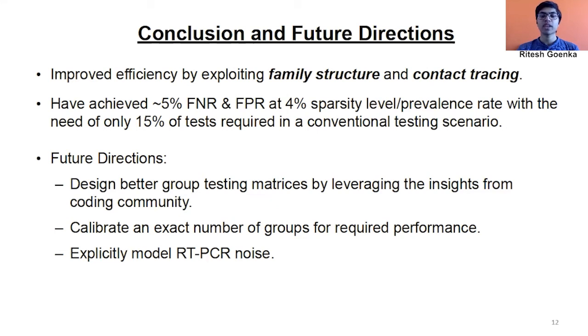Here are several future directions. We can try to design better group testing matrices by leveraging the insights from the coding community. We can also calibrate an exact number of pools to achieve the required performance. Finally, a third direction is to explicitly model PCR noise to potentially further improve the testing efficiency.